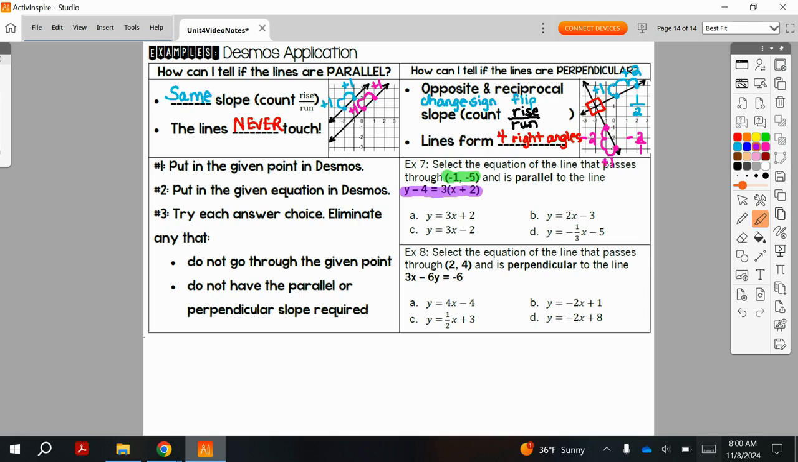From there, I want to try each answer choice and eliminate any that do not go through the point or that do not have the parallel or perpendicular slope. So right away, I see this example says select the equation of the line that passes through (-1, -5) and is parallel to the line. So it has to have the same slope as the line. Pulling the slope from the line when it's in point-slope form, it's always the number in front of your parentheses. So my m, or slope, must be 3.